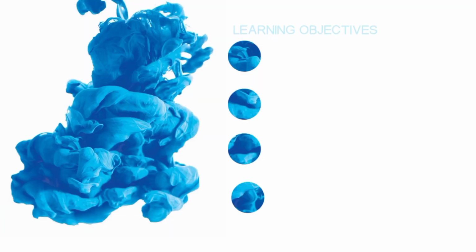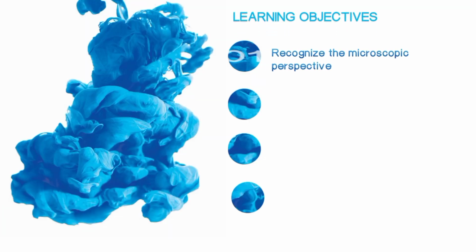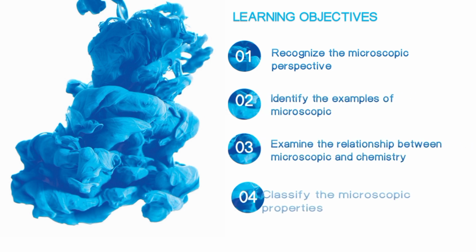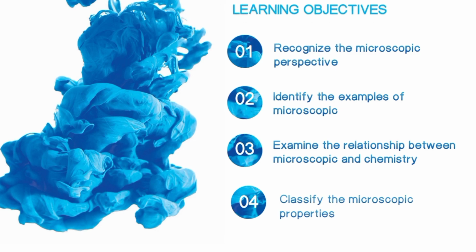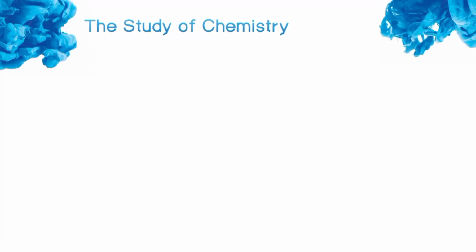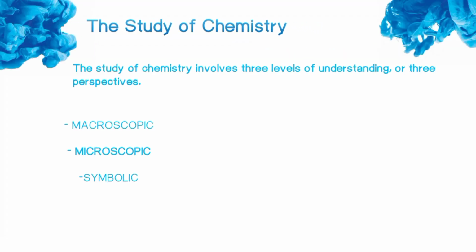Microscopic Interpretation of Chemistry. Learning objectives: recognize the microscopic perspective, identify examples of microscopic, examine the relationship between microscopic and chemistry, and classify the microscopic properties. The study of chemistry involves three levels of understanding or three perspectives: macroscopic, microscopic, and symbolic.